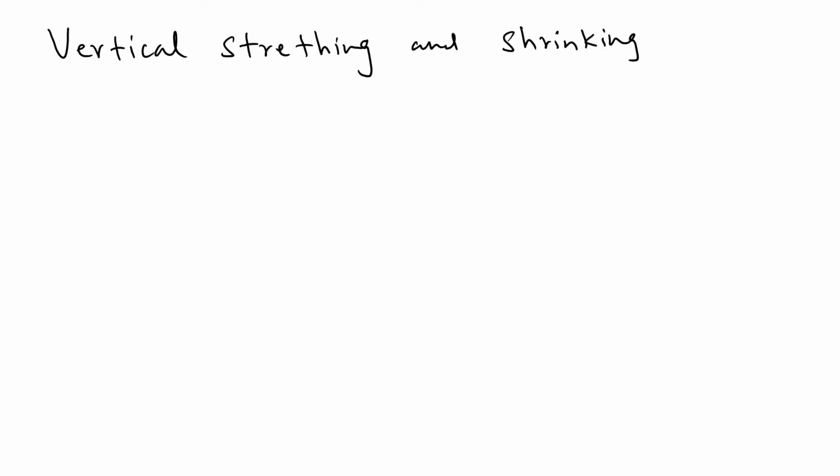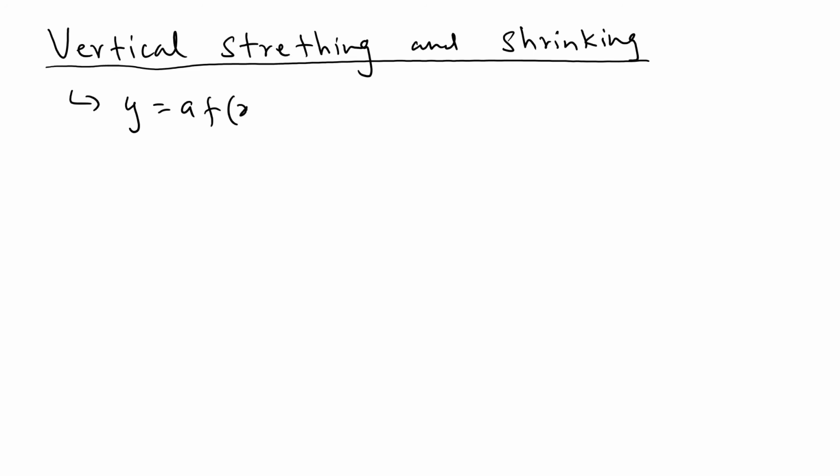So vertical stretching and shrinking. What we can do in this situation is we have y equals a f(x). So we multiply outside, so vertical change, so multiply outside. There are two cases to consider. What if a is greater than 1? We assume a is positive. If negative, it's just a reflection, we can consider this as an extra step. So if it's positive, what happens?